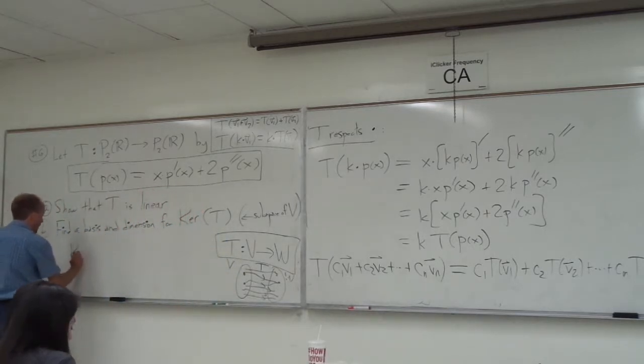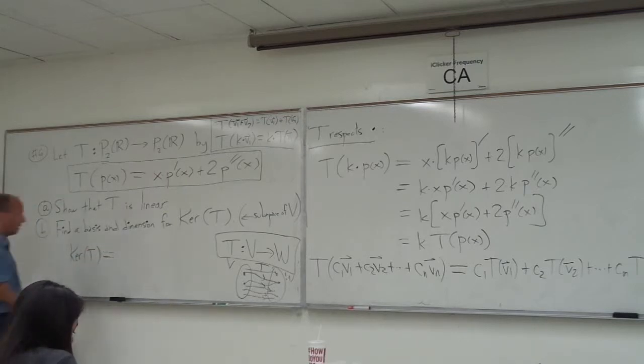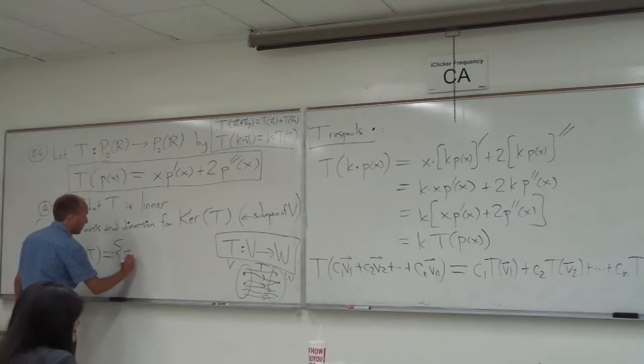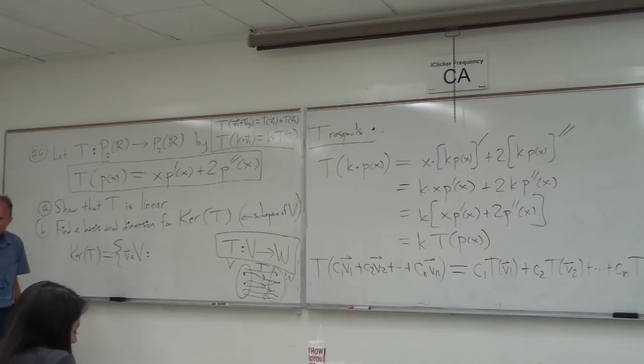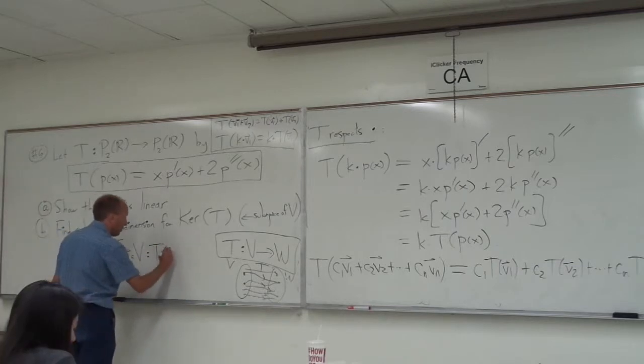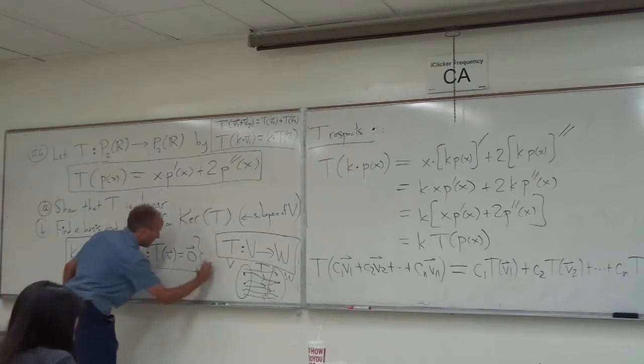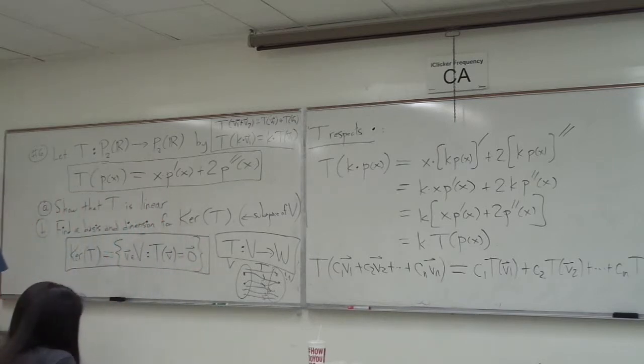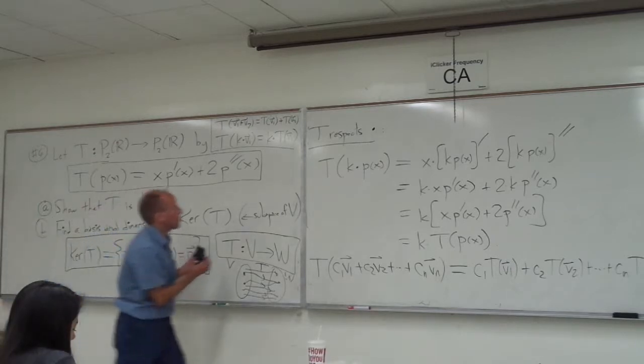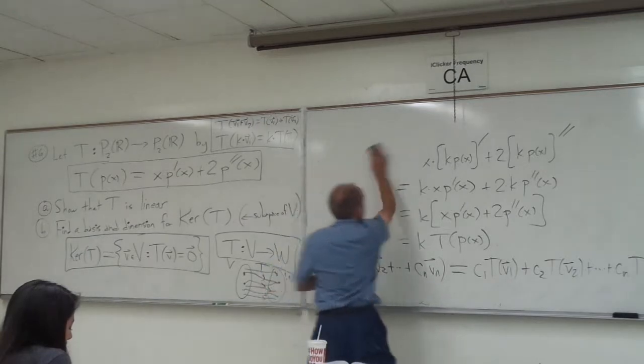The kernel of T, this is a very important idea. The kernel of T turns out to be the set of vectors in V. It's the inputs that get transformed to 0. It's the vectors that get transformed to 0. Okay? So let me draw my picture a little bit bigger so you can see it better.